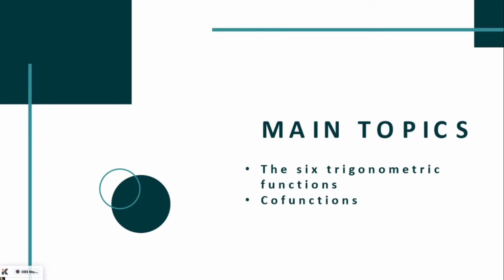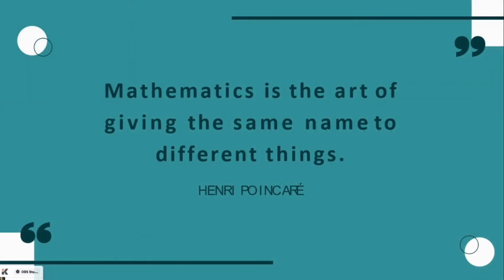The main topics that we are going to talk about are the following. We have the 6 trigonometric functions and co-functions. According to Henry, mathematics is the art of giving the same name to different things.